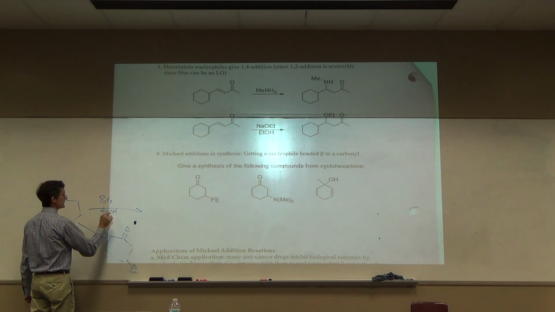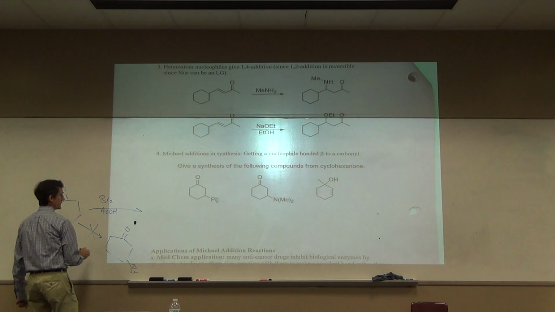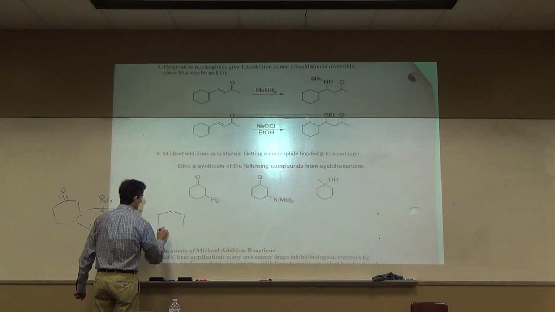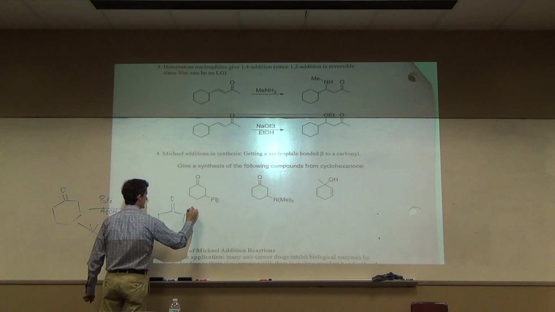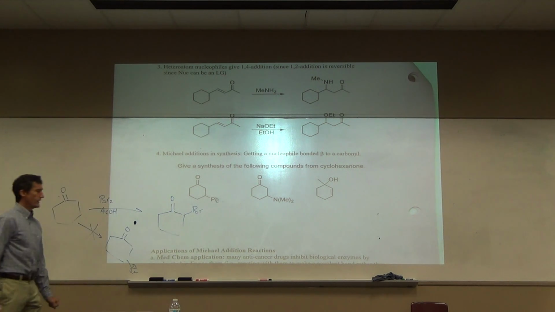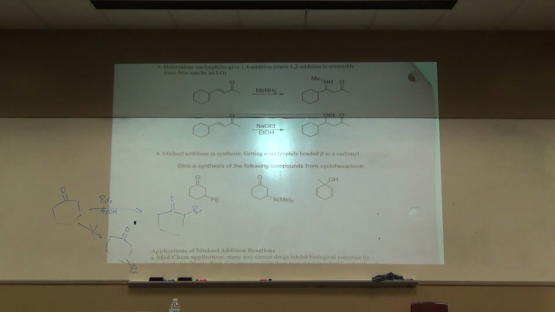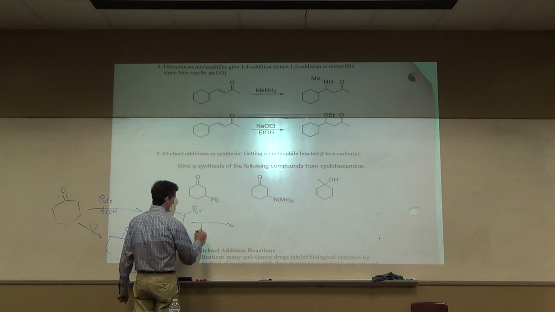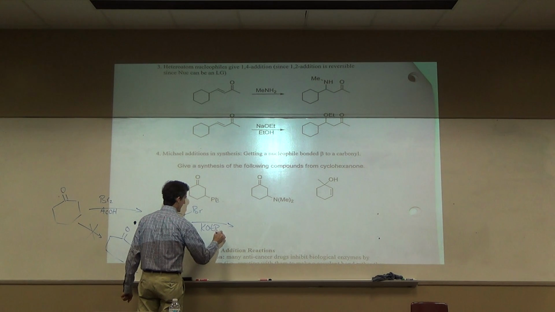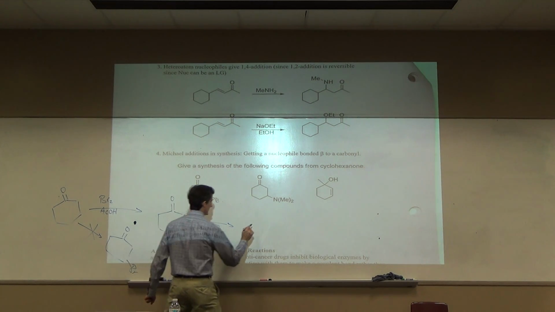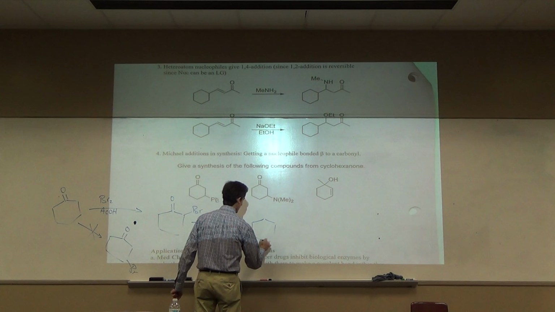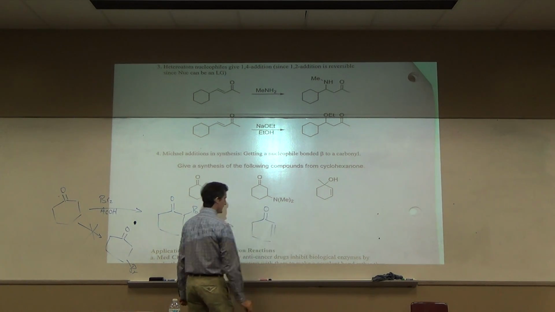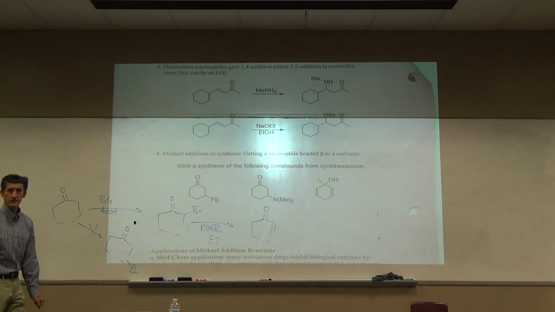What's that going to do? It's going to put a bromine next to the carbon. We can put a bromine next to the carbonyl, alpha halogenation. Leaving group's in the wrong place. What can we do next? Potassium tert-butoxide. Let's do an E2 elimination, and let's get to the alpha beta unsaturated ketone.